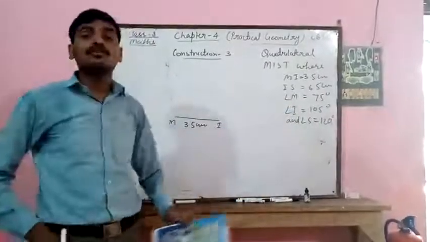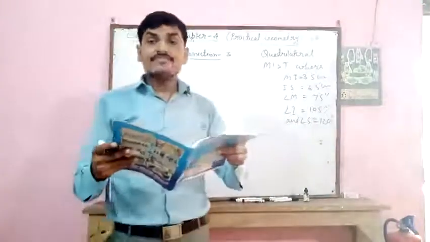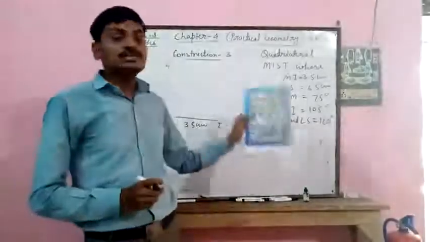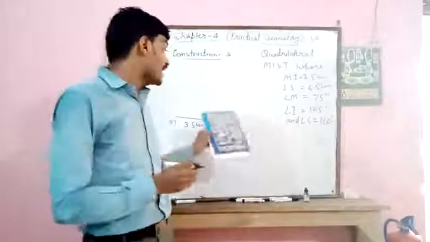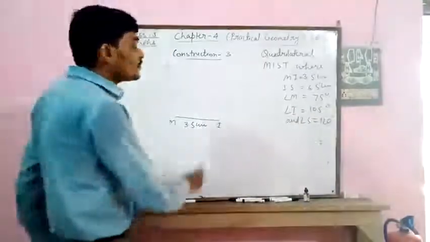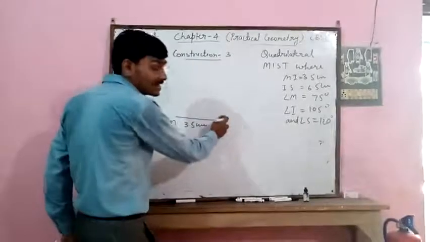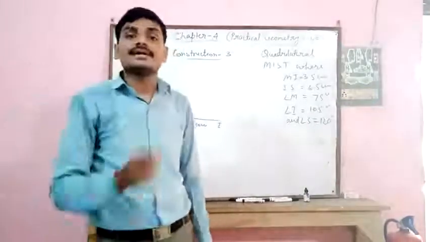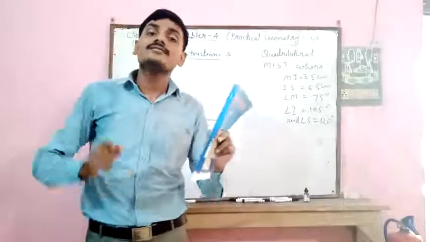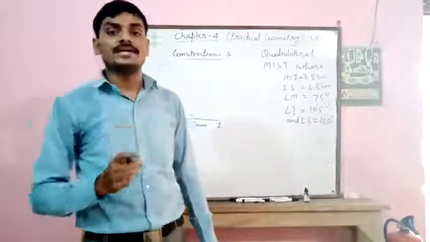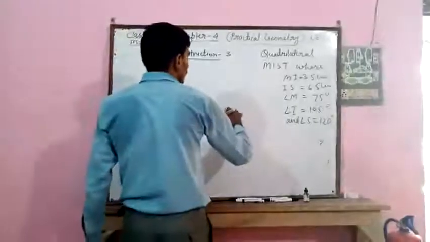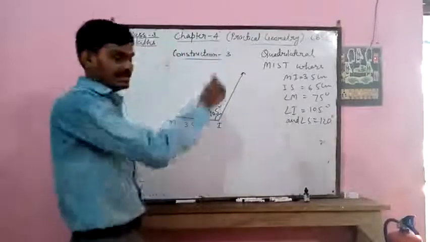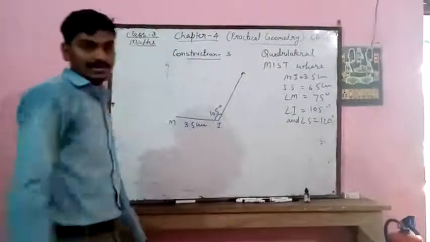But angle I is equal to 105 degree. Now you have to draw the angle 105 degree at I. So first of all, you should draw 90 degree at I. Then after that, draw 15 degree. Then you will obtain the 105 degree. So here you have to draw the 105 degree. This is your 105 degree.